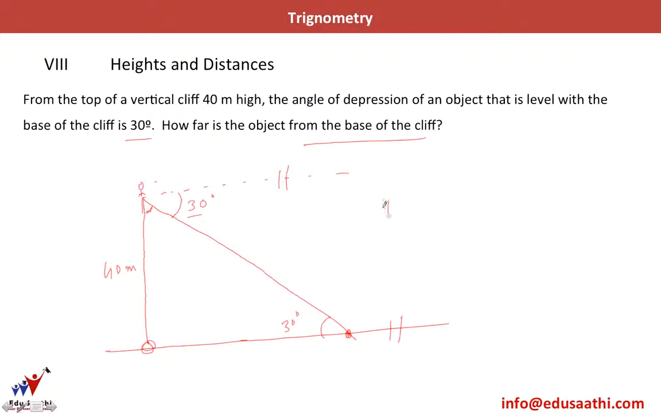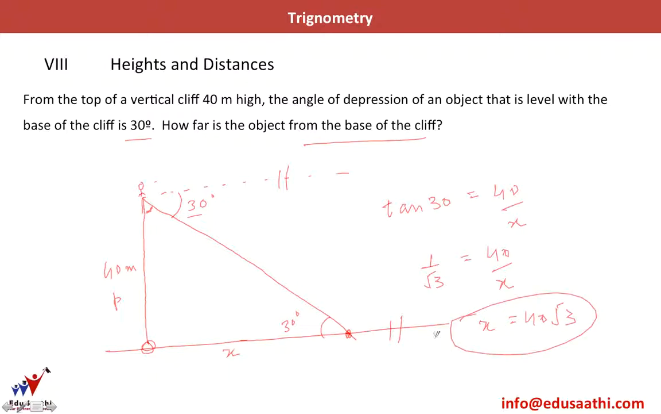Now I'll just apply the tan formula. I have tan 30 is equal to this perpendicular 40 divided by this base x. So this is x. So tan 30 is what? 1 by root 3 is equal to 40 by x, or x is nothing but 40 root 3. So the object is 40 root 3 meters away from the base. So my final answer is 40 root 3.